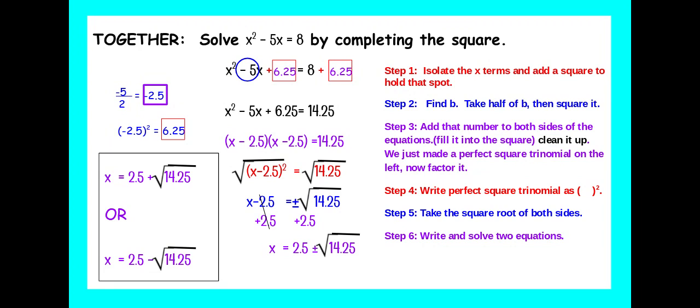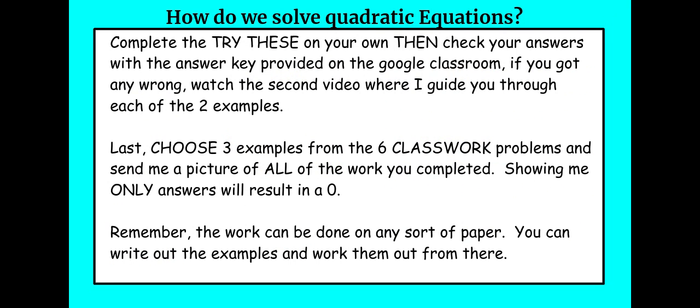What I'm going to ask you guys to do is try the next two on your own. When you're finished with that, you're going to submit to me a couple of classwork problems. Complete the try these on your own, check with those 2 examples, and then choose 3 of the last 6 classwork examples on your own. Send me a picture like yesterday, with all of your work. If you show me only the answers again, that's going to result in a 0 for classwork today because I have to see what you're doing.